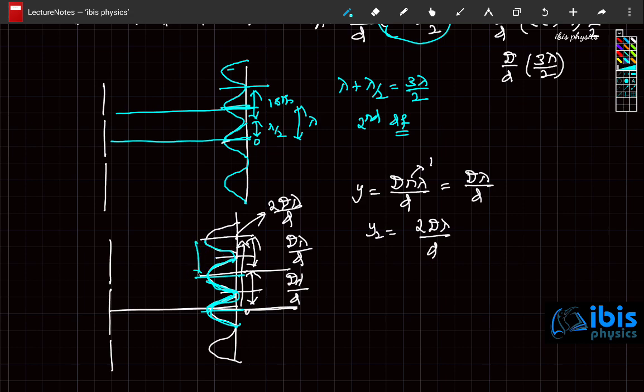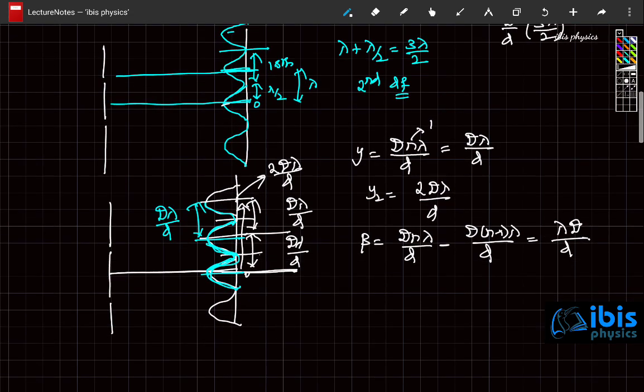What about the width of the second dark fringe? We know that the total distance is 2D lambda by d. This is D lambda by d, this is D lambda by d. Between two bright fringes lies a dark fringe. So the thickness of the dark fringe is equal to nD lambda by d, the nth bright fringe, minus (n minus 1) D lambda by d, the (n minus 1)th bright fringe. If you calculate, you get D lambda by d. This is the fringe width.